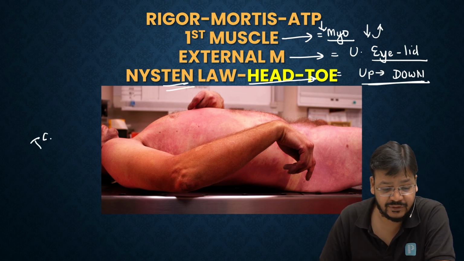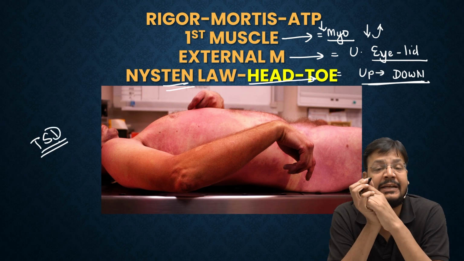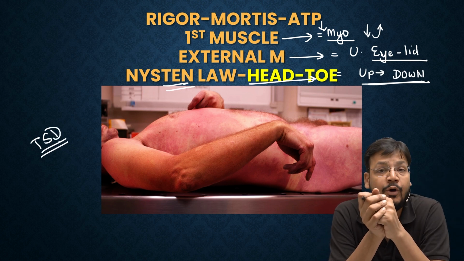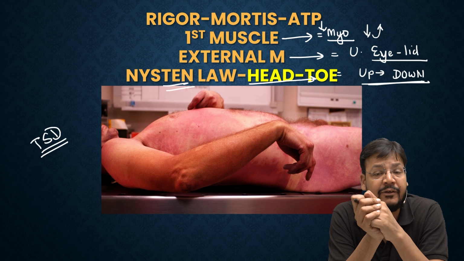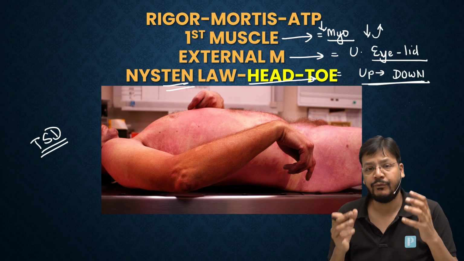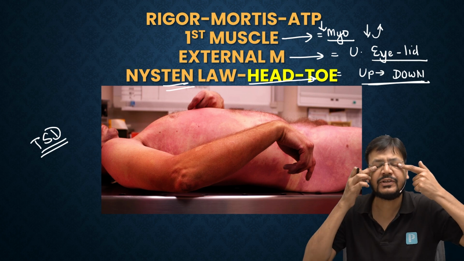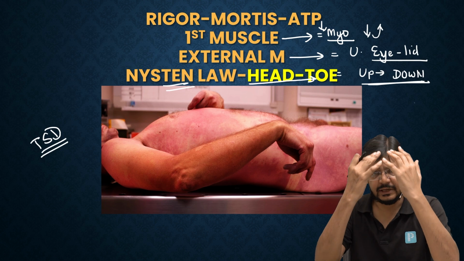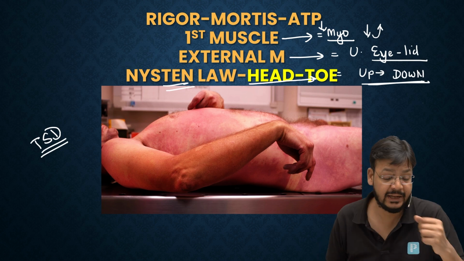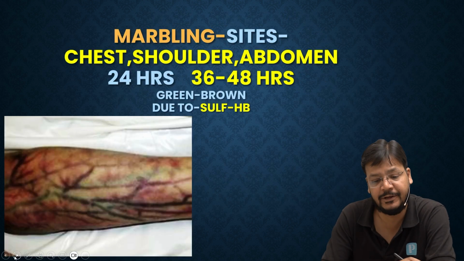Rigor mortis gives an idea about time since death. Cadaveric spasm gives an idea about manner of death. First muscle is the myocardium. First external muscle is the upper eyelid. It starts from up and goes down, Nysten's law. Very, very important. The mechanism is ATP depletion.